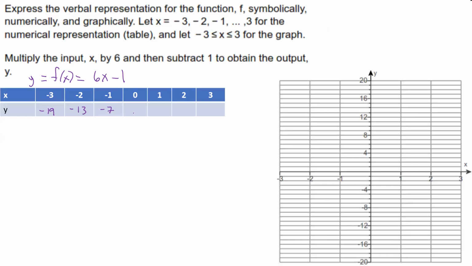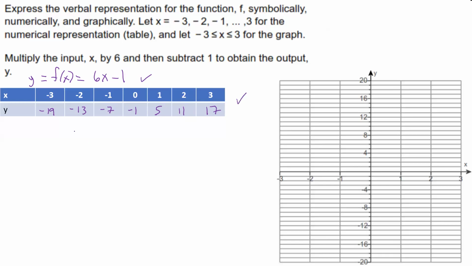Plug in 0, we get -1. We plug in a 1, we get 6 minus 1, which is 5. Plug in 2, 6 times 2 is 12, minus 1 is 11. And then 3 times 6 is 18, minus 1 is 17. Okay, so that is our verbal representation converted to a function. This is our numerical representation.